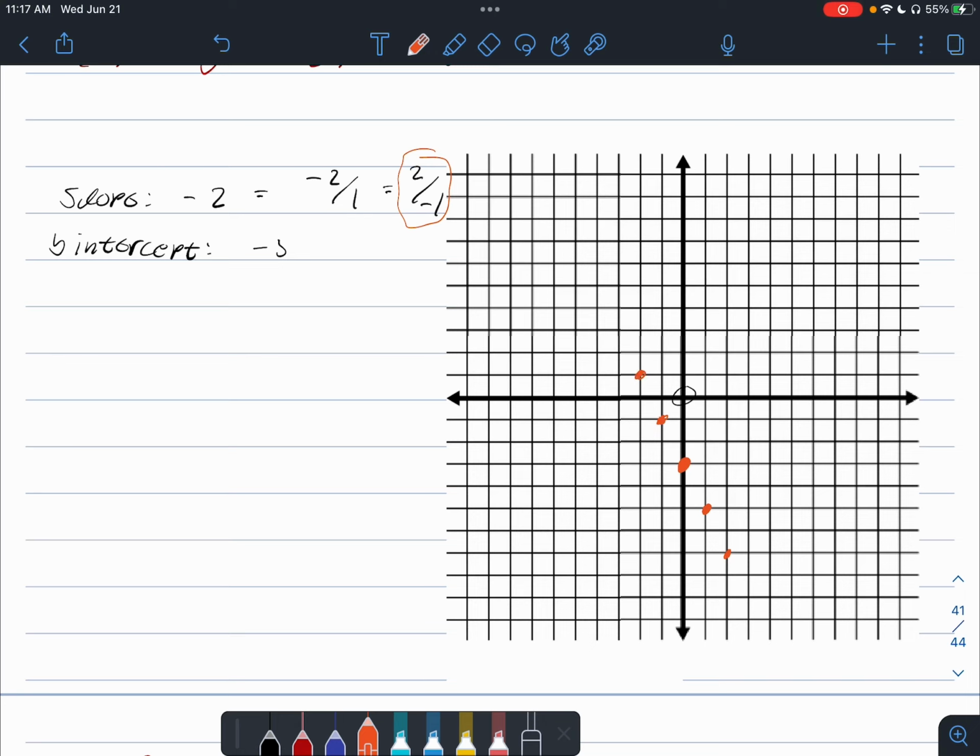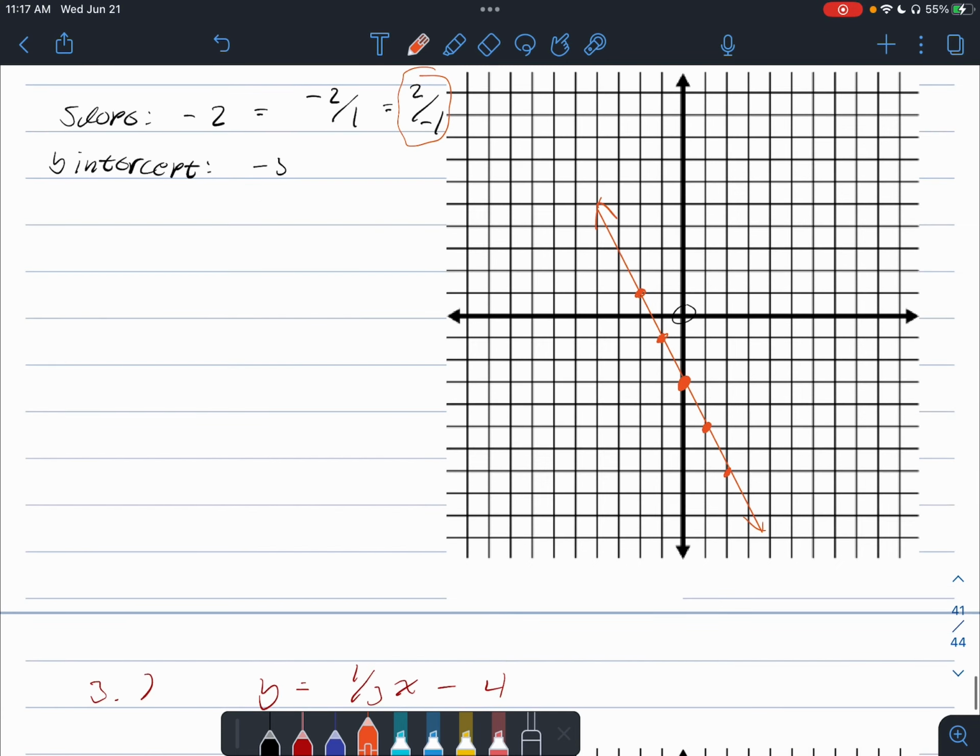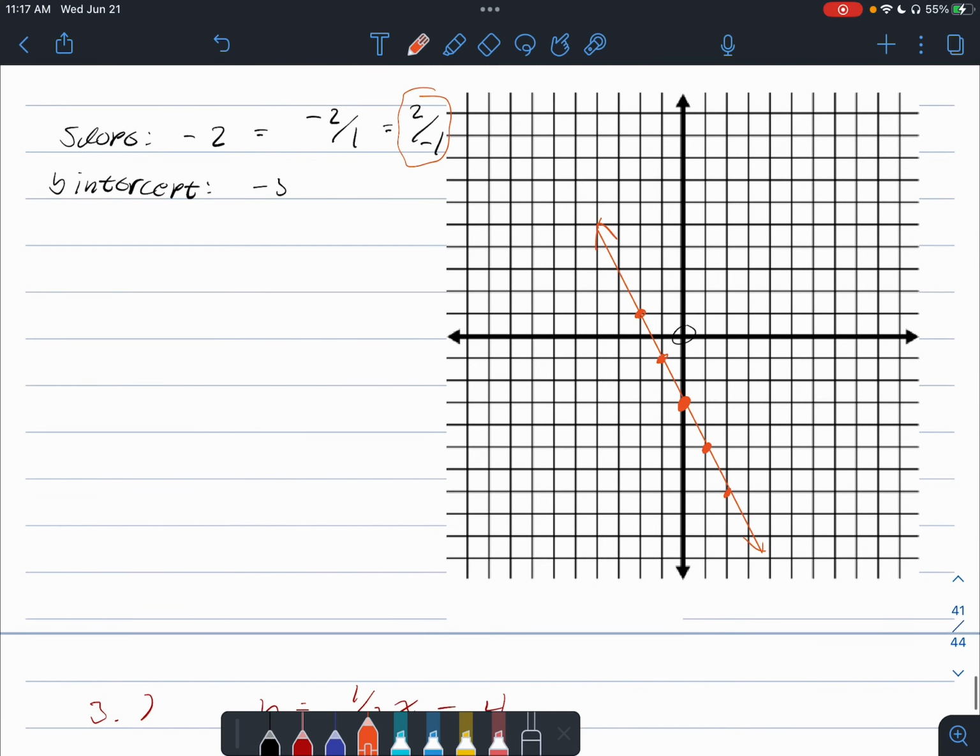All right, and once we've plotted a few of these points, we can just play a game of connect the dots. And we will have our line. And it'll look a little something like this. And again, if you want to, you can go back and plot points individually. You can say, well, okay, what if I checked for x equals 2? Let's see what we get.